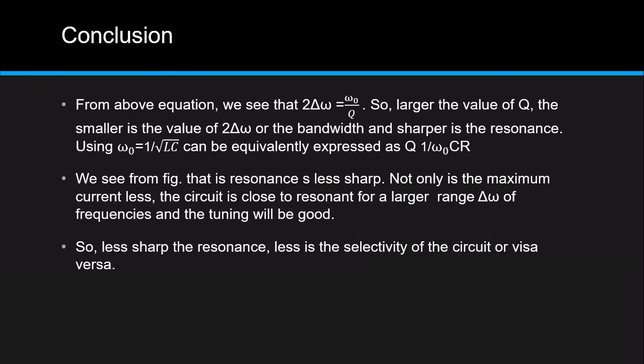Okay, so we see from the figure that if the resonance is less sharp, not only is the maximum current less, the circuit is also close to resonant for a large range delta omega of frequency, and the tuning will be poor. So the less sharp the resonance, the less selective the circuit is, and vice versa.